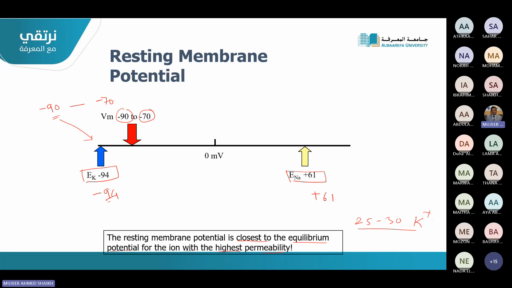Have you understood up till now what I told you? What is meant by resting membrane potential? Who contributes to the resting membrane potential? Why is it minus 90? Why is it established? Why is it closer to potassium and not to sodium? These are the questions which I can ask you.